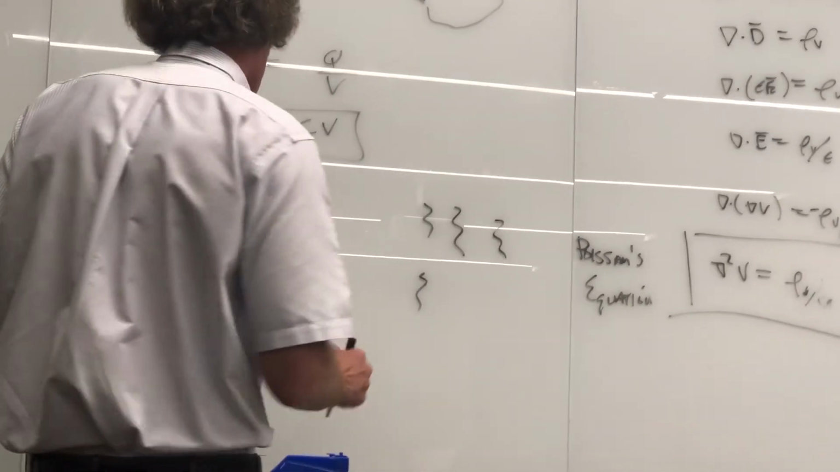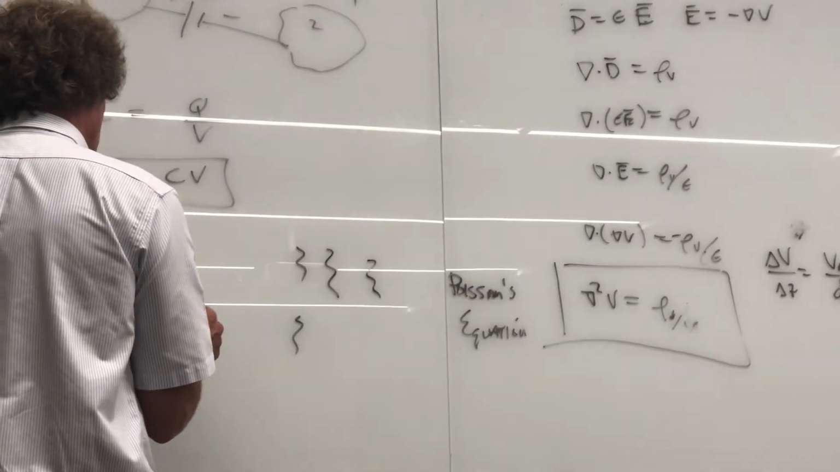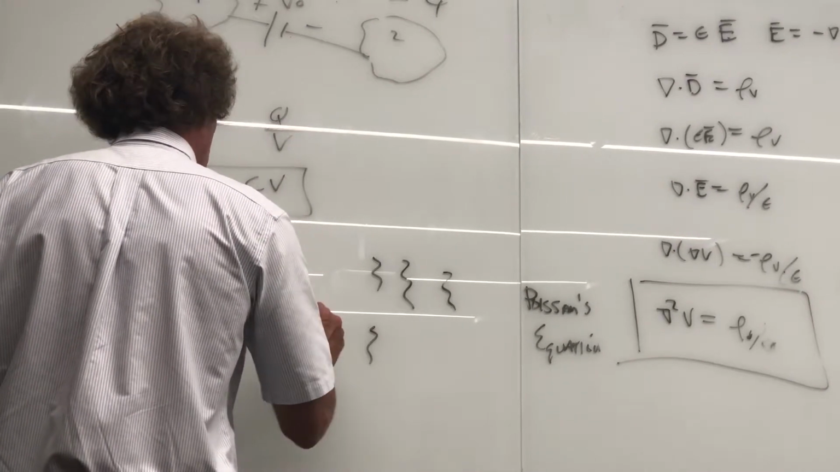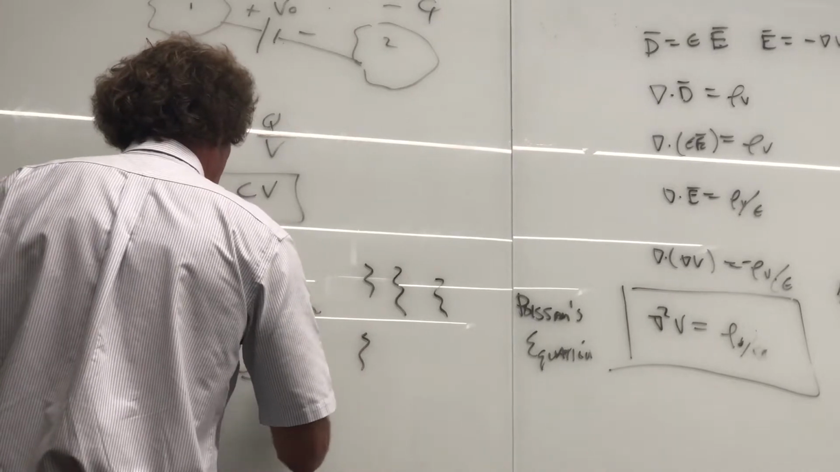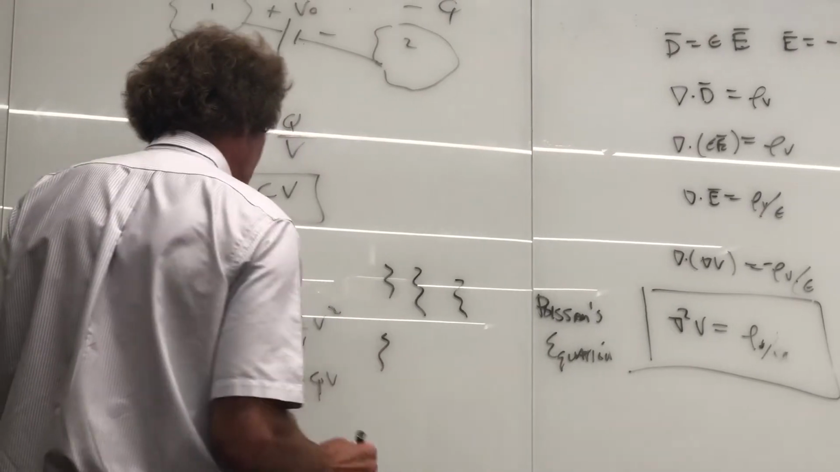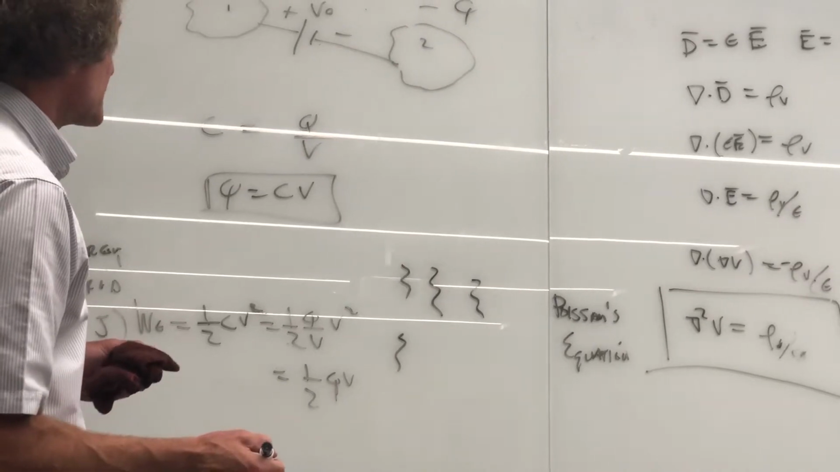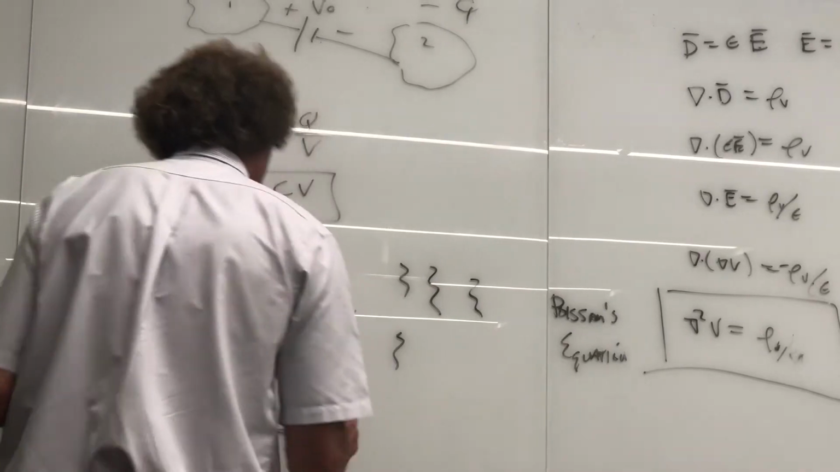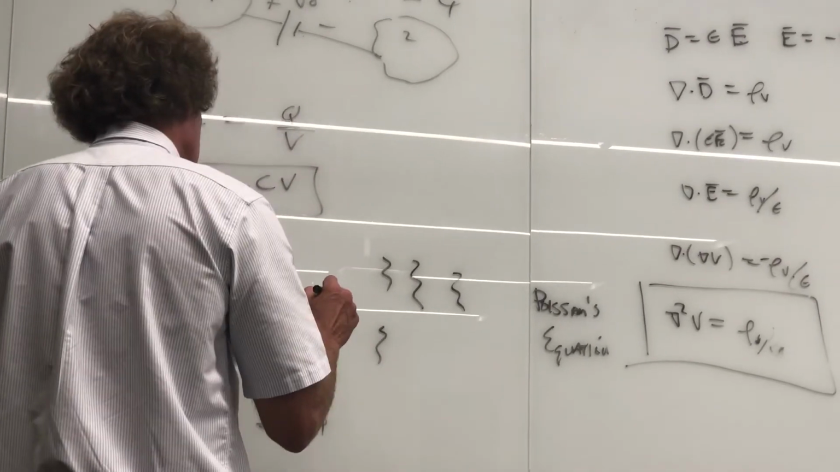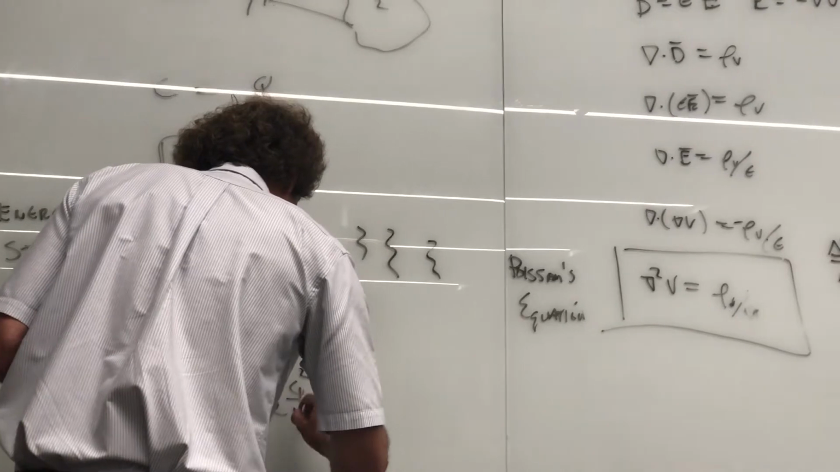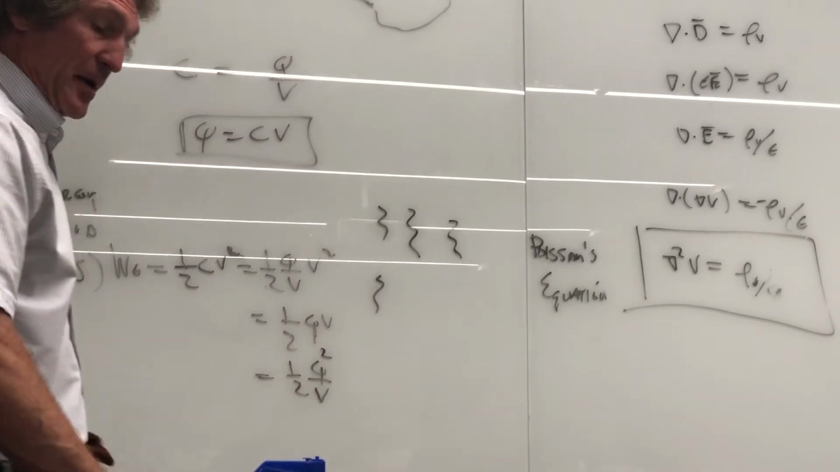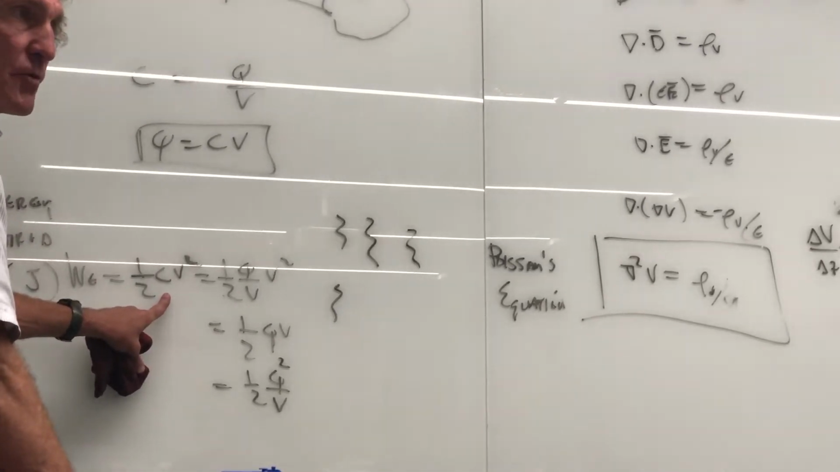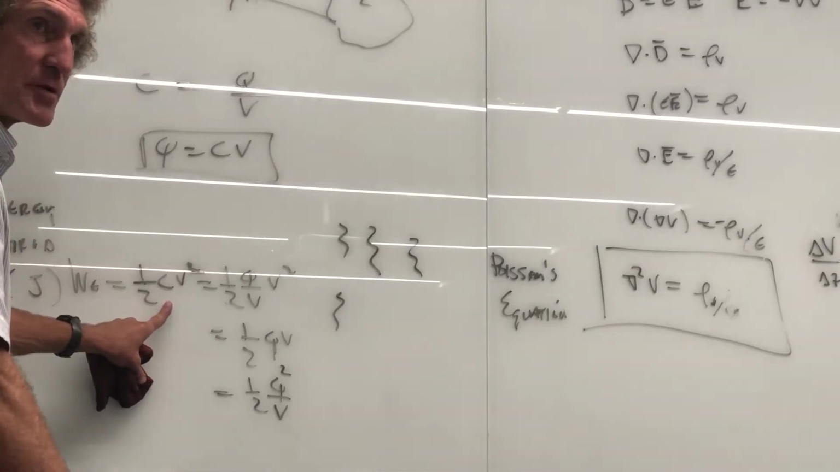Since Q is equal to CV, you could write it as 1/2, and then C would be Q over V times V squared, or 1/2 Q times V. That's another way to think about it. And since V is equal to Q over C, you could also write this as Q squared over 2C. All these are the same thing, essentially. This is the most common form. 1/2 CV squared is usually the way you think about energy in a capacitor. Have you all seen this before in physics class?